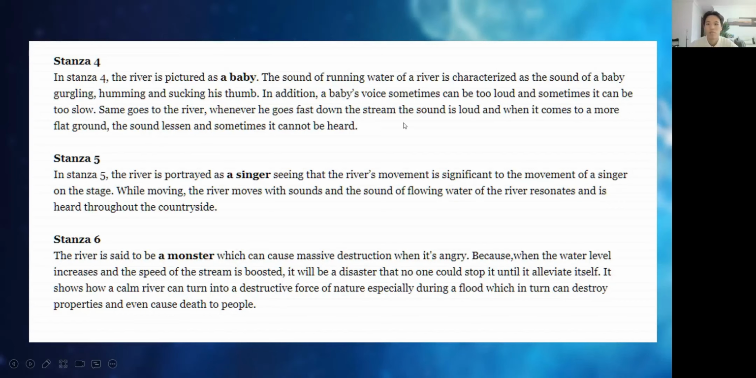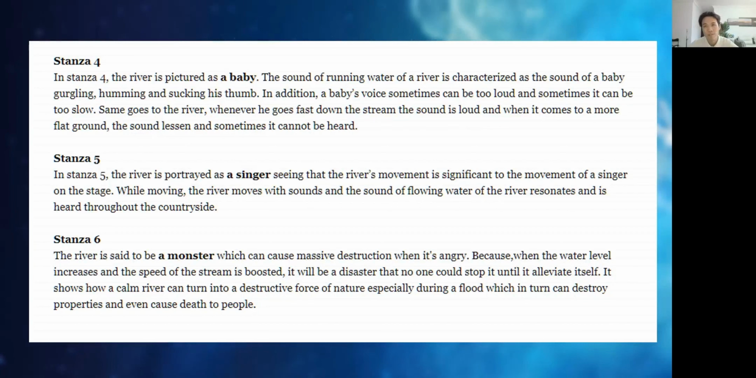Yes, okay. So for the last stanza, the river is said to be a monster. This is the scarier part of a river, which can cause massive destruction when it's hungry. Because when the river level increases and the speed of the stream is boosted, it will be a disaster that no one could stop until it subsides.